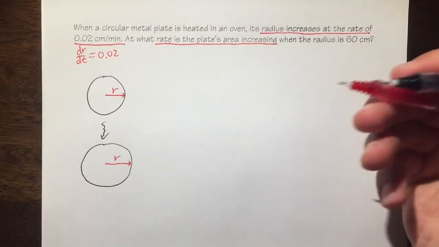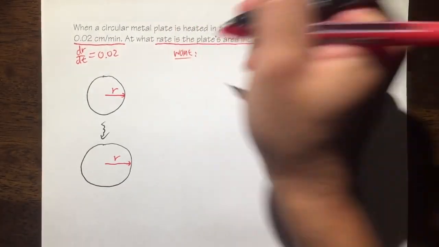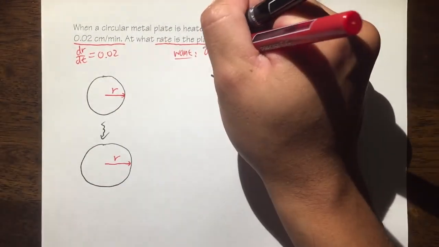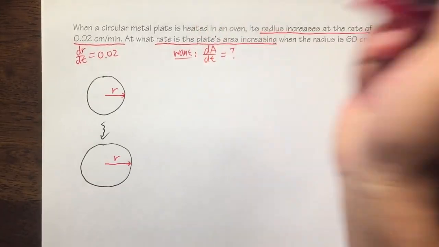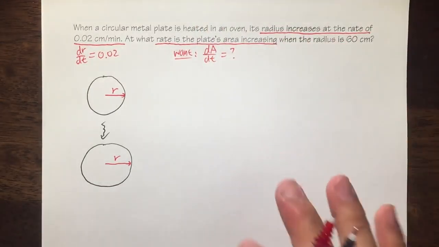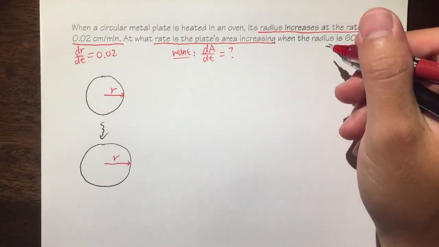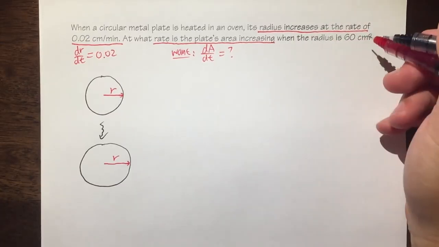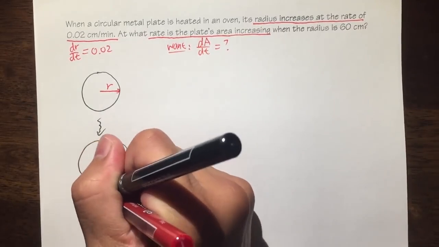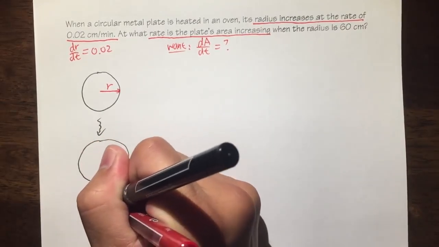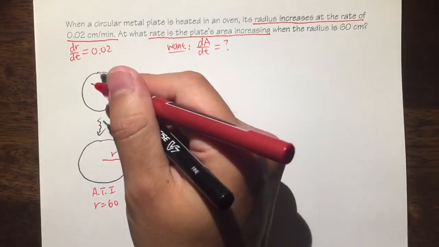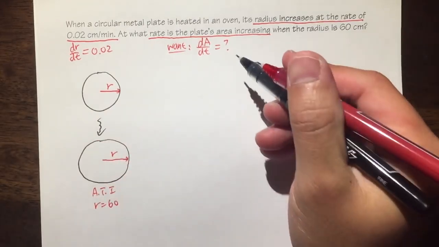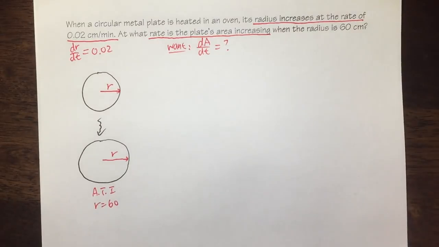Then we are trying to find the rate that the plate's area is increasing. So what do we want? Let's use the derivative notation. Well, it says the rate, so we put d, and then we have the area, so let's put A. We want dA/dt. Right, very good. Now this is how we organize the information. And lastly, it says when the radius is 60 centimeters. So that's right here, at the instant that r is equal to 60 centimeters. Because this is the original and it's been heating up and it's going to get to this point, and we'd like to know how fast the area is changing.